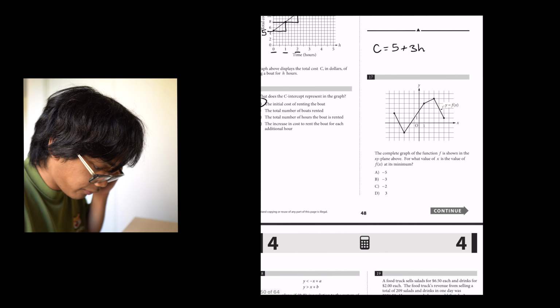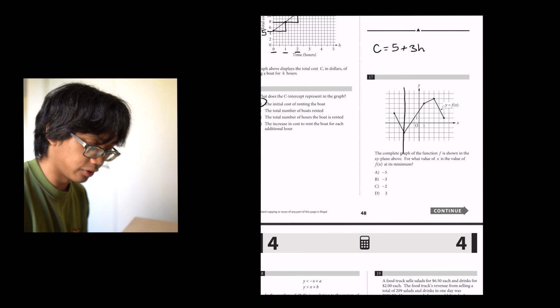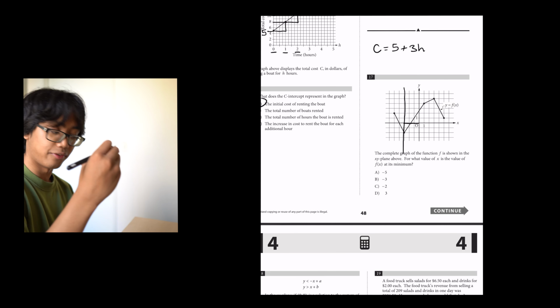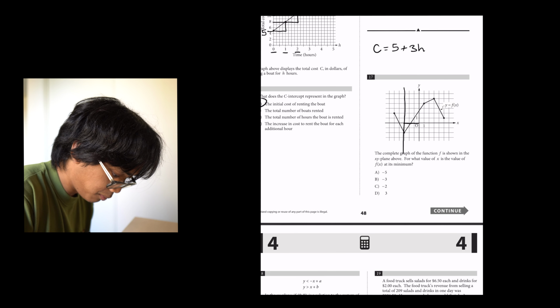17, the complete graph of the function f is shown. For what value of x is the value of f(x) at its minimum? So we're looking for where the minimum of the graph is, which is right here. I know it's looking for what that x value is. So we can just count the boxes basically. 1, 2, 3, and we went to the left. So it's going to be negative. So that's going to be answer choice B, -3.